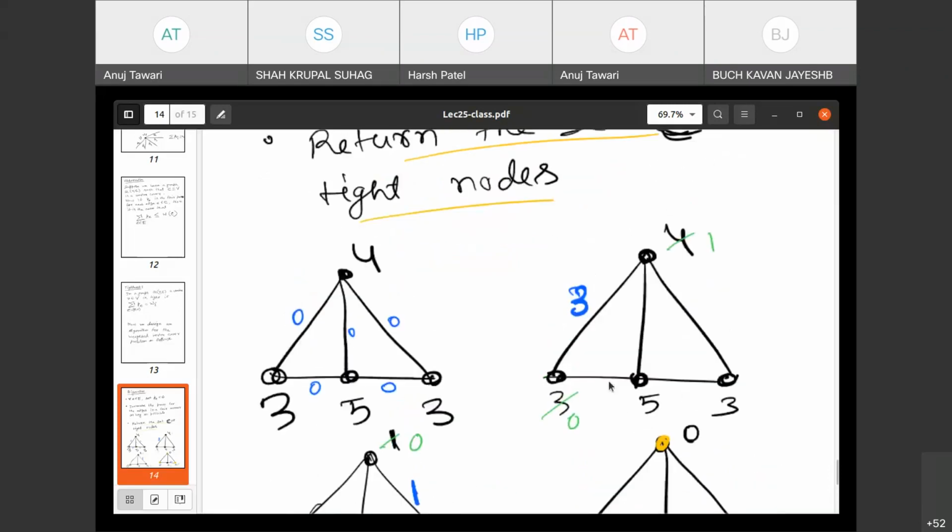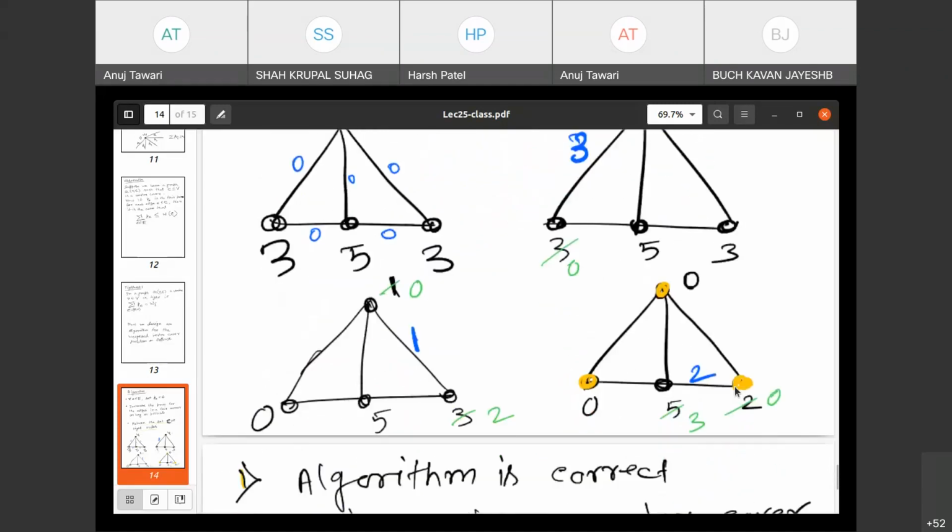Then we pick another edge, let's say the one between 1 and 3. What is the minimum of 1 and 3? It's 1. So we assign this price to be 1, and then this will become 0, and this will become 2. Then we look at the minimum of 2 and 5. It is 2, so we assign this price to be 2. This will become 0, and this will become 3. So now all of these are 0 and 3.